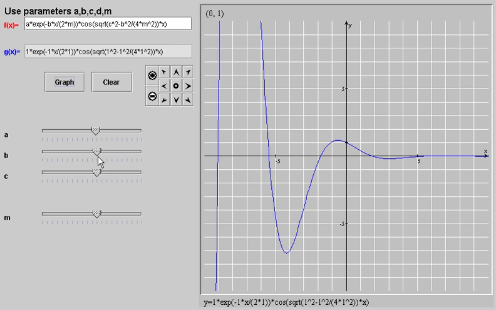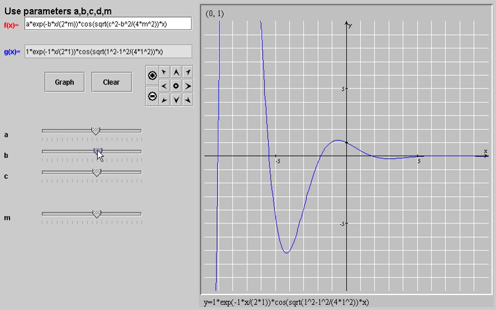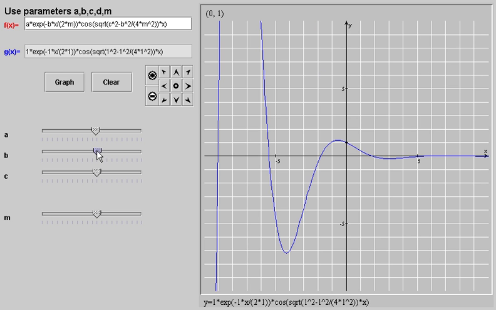Let's make B 0. If the damping factor is 0, then it doesn't decay away. So I'm going to move B to 0, and that has the purely harmonic motion we're used to seeing. Let's go back to a bigger value of B and make the decay steeper. Now let's try some other things to see how they vary.